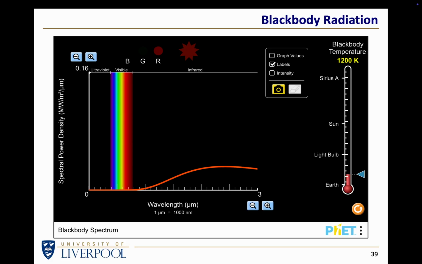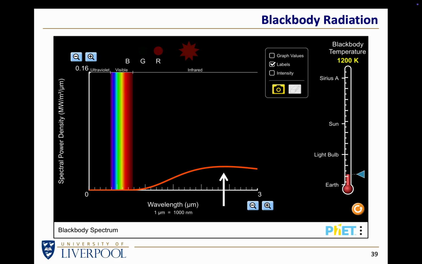This is looking at an object over 1,000 Kelvin, which means very little light is generated in the visible part of the spectrum. Most of the light is generated in the infrared part of the spectrum for an object at this temperature. So we're going to see how this curve changes. Note two things: how high the curve is and where that peak is. The peak appears to be about here, somewhere between 2 and 3 micron wavelengths.